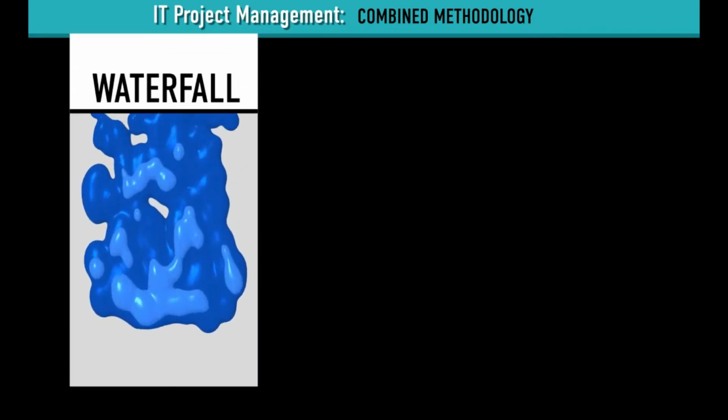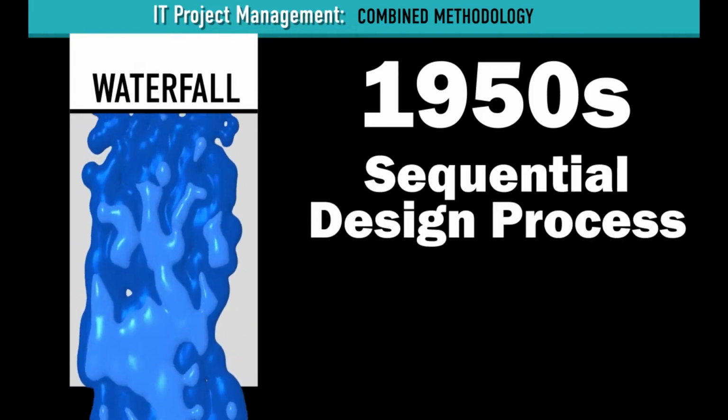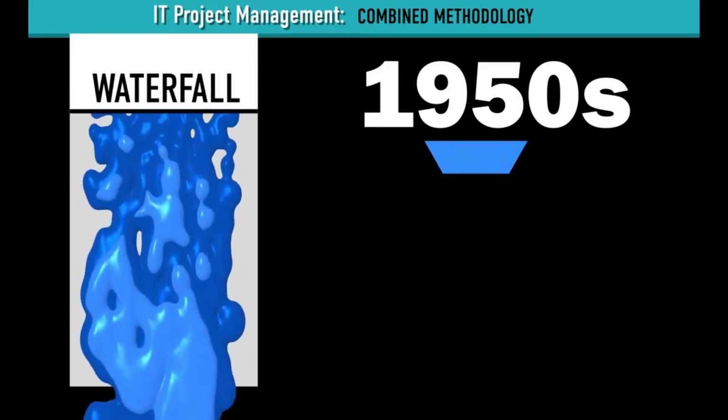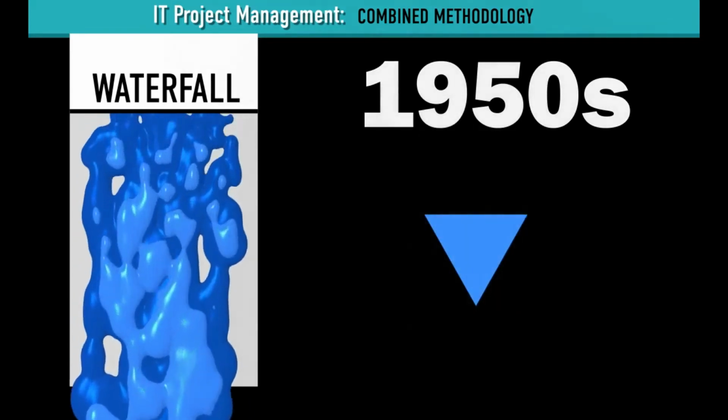Waterfall has been around since the 1950s. It's a sequential design process, which means work flows steadily downward. The team completes all of the software development in one phase and then hands the project to the client.